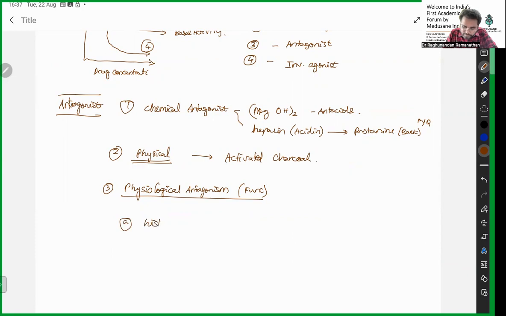Histamine, for example. Histamine acts on your H1 receptor and causes either vasodilatation or bronchoconstriction. This is a physiological activity. So this causes anaphylaxis.